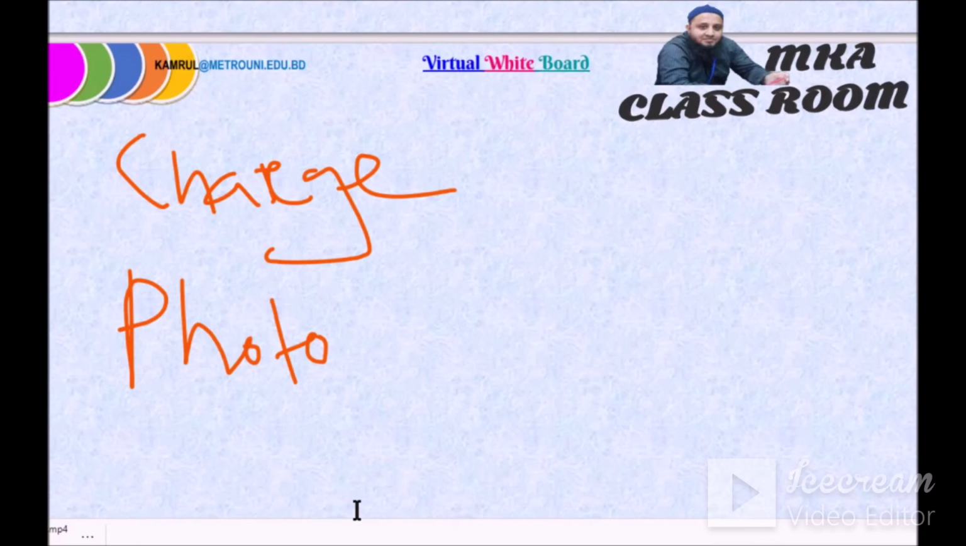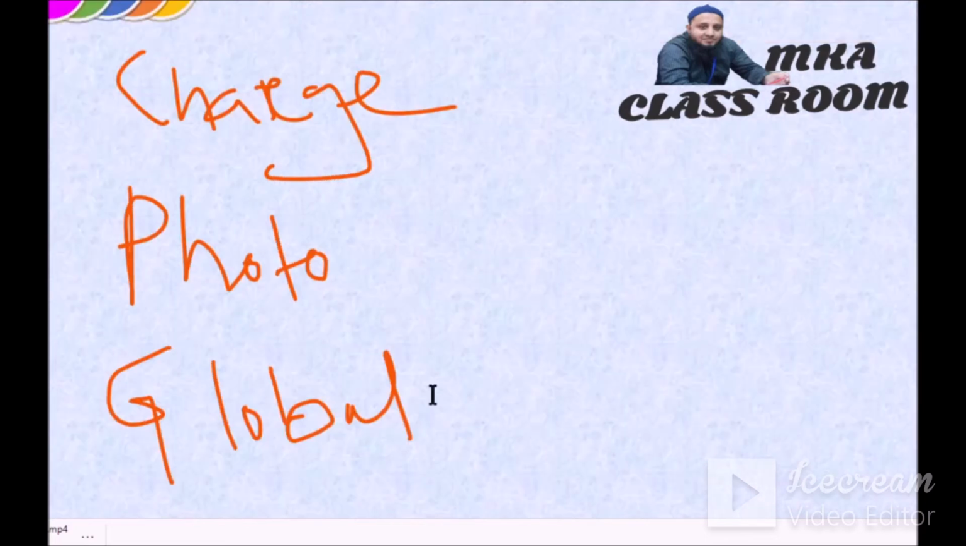After that, we will see global card. Global card means it has the flexibility and the convenience of using a credit card rather than cash or traveler's checks while traveling around the world for personal or business purposes.